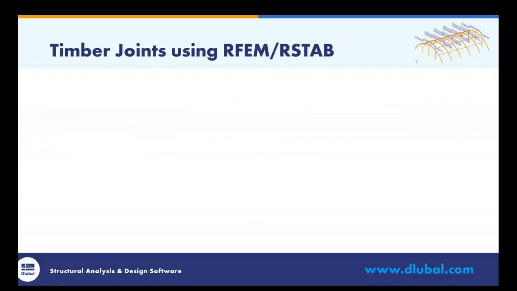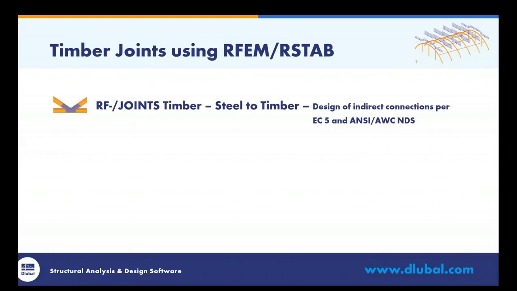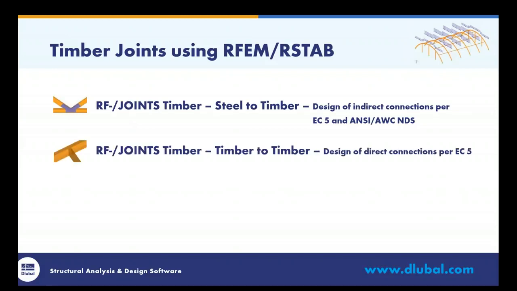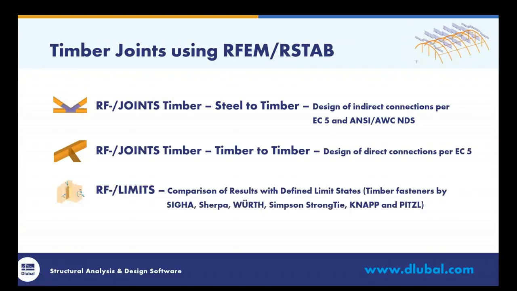Then we have several modules for the design of timber joints. First is RF-Joints Timber, Steel to Timber, which can do a design of indirect connections per Eurocode 5 and American standards. Then the module RF-Joints Timber, Timber to Timber, for the design of direct connections per Eurocode 5. And then we have RF-Limits, which does a comparison of results with defined limit states with timber fasteners by Schmid, Sherpa, Würth, Simpson Strong-Tie, Knapp, and Pitzl.